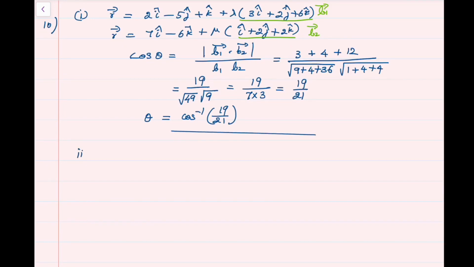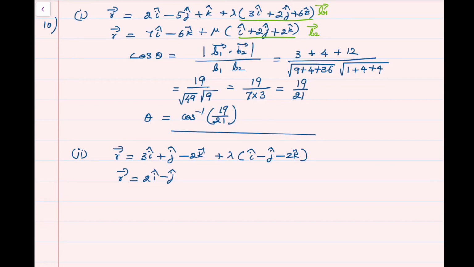Second subdivision. The first line equation is vector r is equal to 3i plus j minus 2k plus lambda times i minus j minus 2k. And second line equation, vector r is equal to 2i minus j minus 56k plus mu times 3i minus 5j minus 4k. It is a similar question. This is vector b1 and this is vector b2.